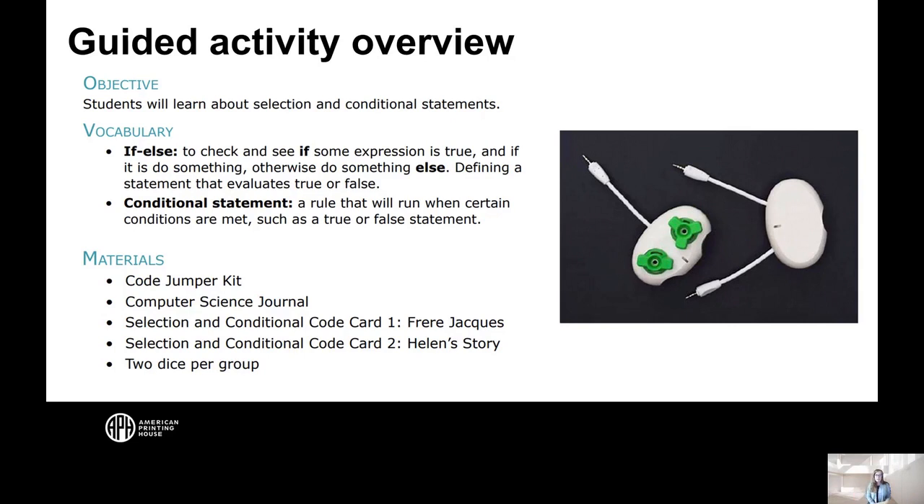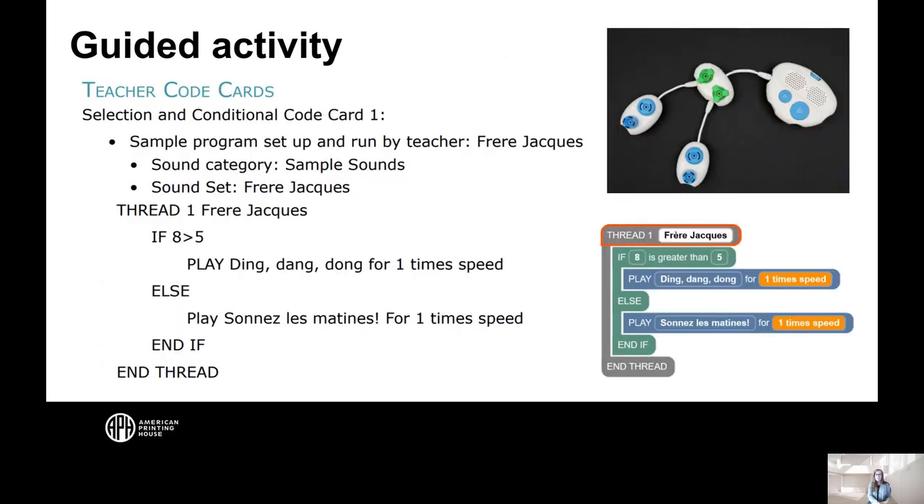These code cards are at the end of the lesson, which you can print out, copy, put into whatever format that you need. So actually, let's dive in and look at our first one. Our first guided activity, code card number 1, we have a sample program that is usually run by the teacher. You can do it as a group, you can do it in a small group, however you care to. And so we're using the sample sounds, the Frere Jacques sound set, and then we have our code card.